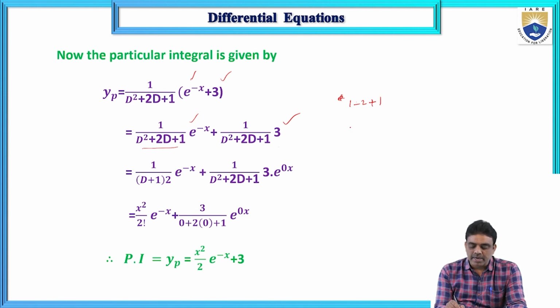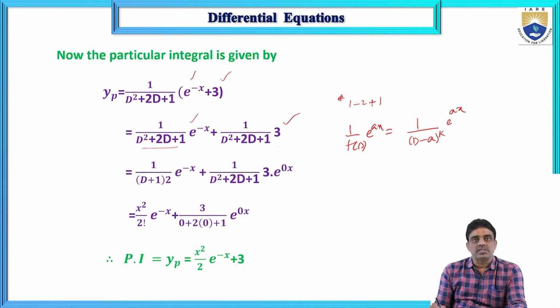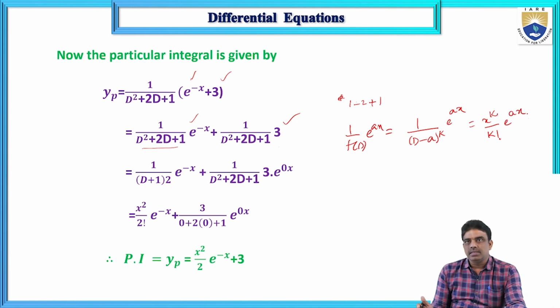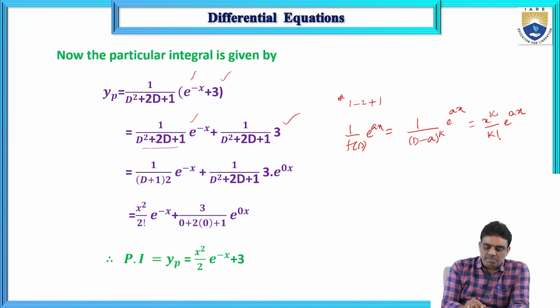So when the denominator 1 by f of d of e power ax, when you replace d by a, if it is 0, then we write the denominator in the form 1 by d minus a whole power k of e power ax notation. Then the formula will be x power k by k factorial into e power ax. As you saw earlier in the working rule, the formula will be x power k by k factorial into e power ax. So here when you replace d for minus 1, the denominator is 0.